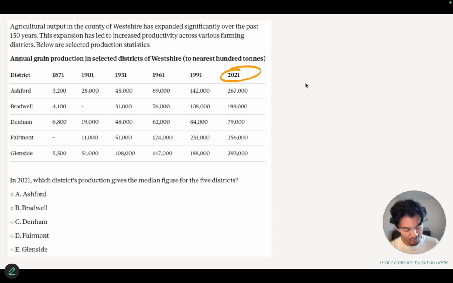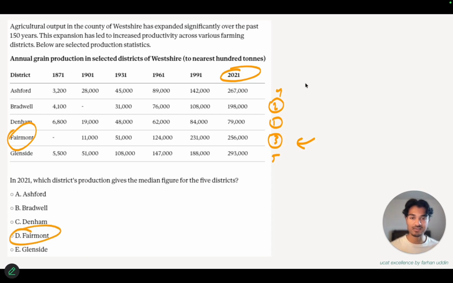So in 2021, which district gives you the median? So we're going to have to order this from top to bottom. So this one's clearly the smallest one, and then the second smallest one is this one, and we're looking for now the third one, which will be this one. So it's Fairmont that gives us the median value here, because this is 4, this is 5. We know that if there's 5 values, we're just waiting for the third one to come up. Once we have the third one, we can just pick it and move on. So D is our answer here.